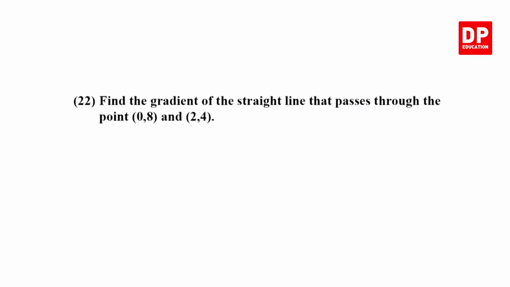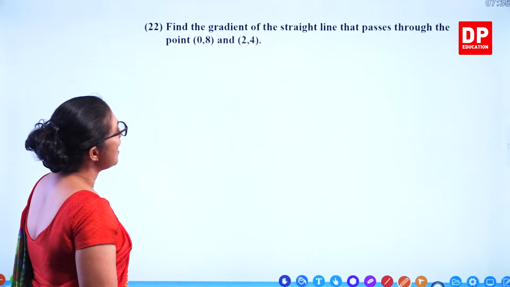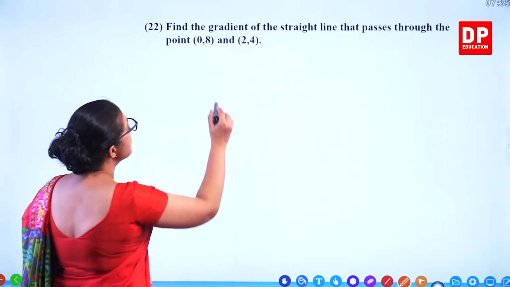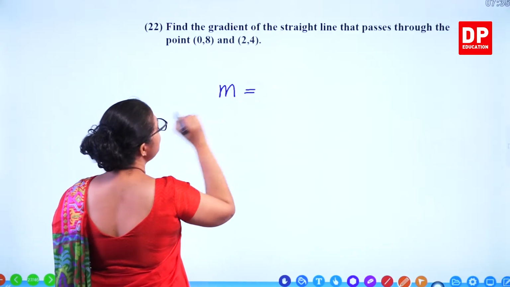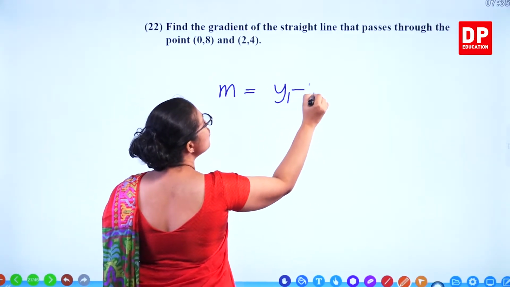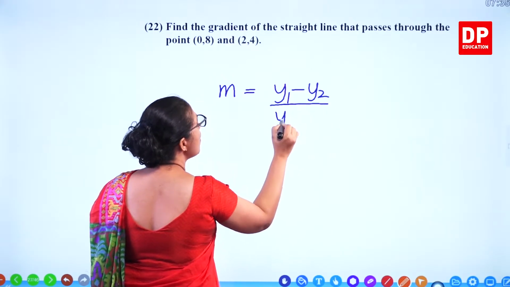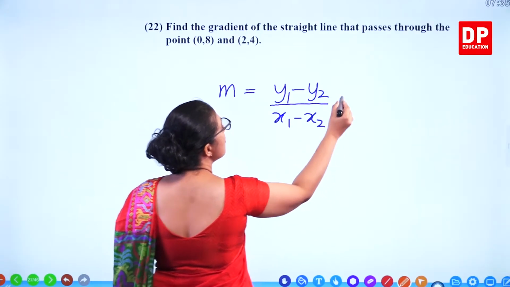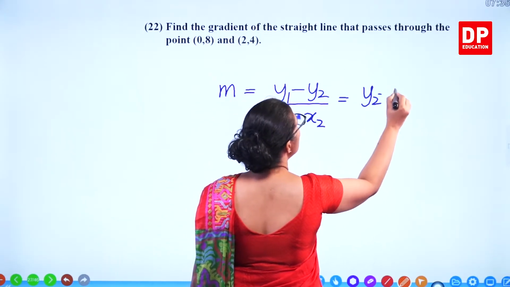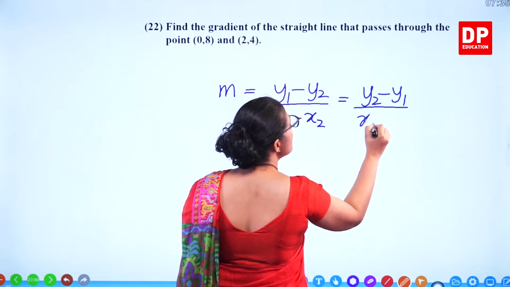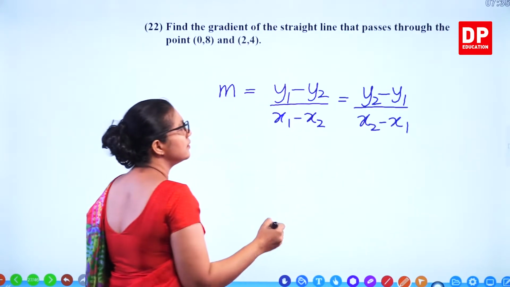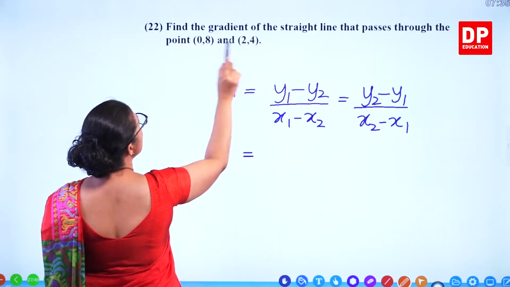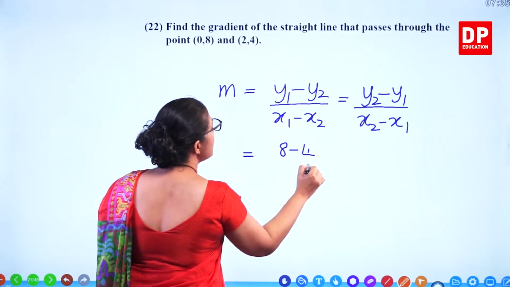Question number 22. Find the gradient of the straight line that passes through the points 0, 8 and 2, 4. So what's the gradient M? If you know 2 points, you can take the difference between y coordinates over difference between x coordinates. You can write the other way around as well, y2 minus y1 over x2 minus x1. Now you can substitute y values.